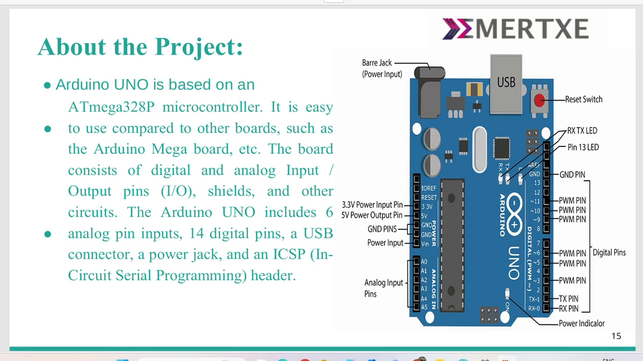The USB is for data, the barrel jack is the power input, which is the power supply, and there is also a reset switch. RX means receiver side and TX means transmitter side, and we have ground pins. We also have 14 digital pins, 6 analog input pins, and a power input, and a 5 volt power output supply we use.